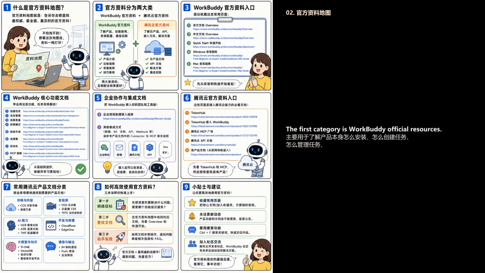They explain how to install the product, create tasks, manage tasks, view results, configure permissions, and use skills, connectors, automation, and MCP. The second category is Tencent Cloud official resources. They explain cloud products, APIs, integration methods, and enterprise capabilities such as Token Hub, MCP Marketplace, COS, VOD, OCR, ASR, TMT, Cloudbase, Edge 1, and VectorDB.